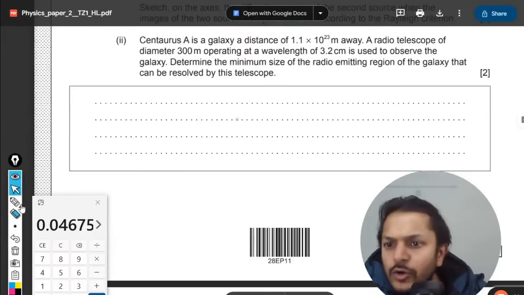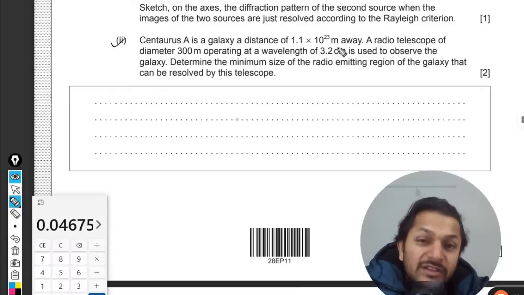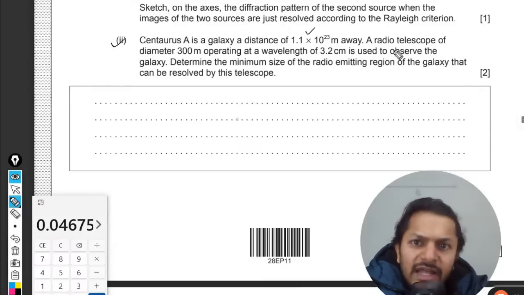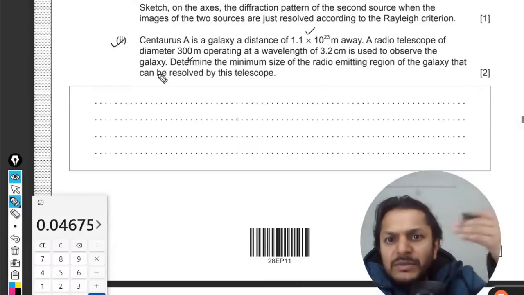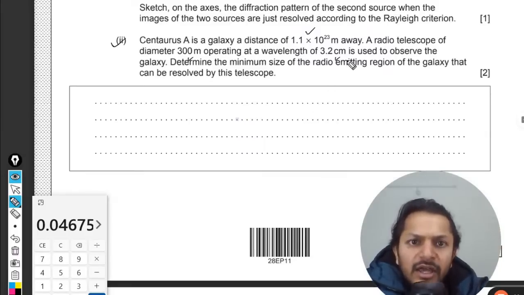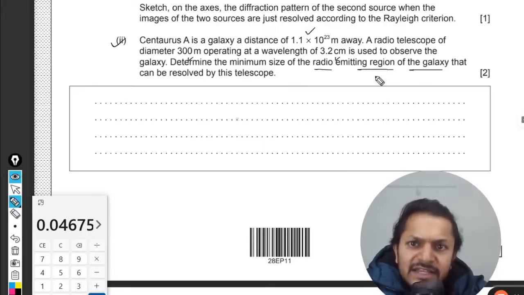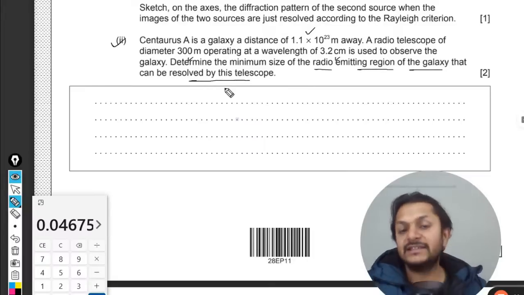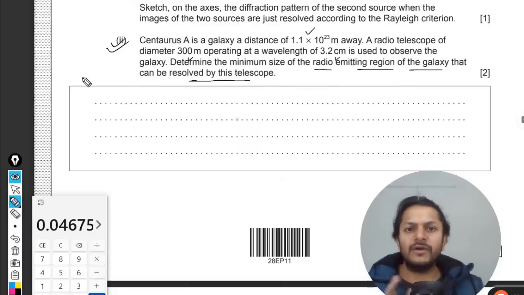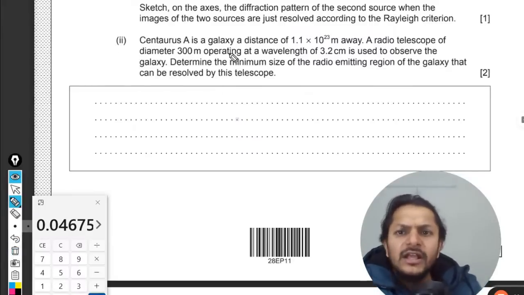Okay, so Centaurus A is a galaxy at a distance of about 1.1 × 10^23 meters away. A radio telescope of diameter 300 meters operating at a wavelength of 3.2 centimeters is used to observe the galaxy. Determine the minimum size of the radio emitting region of the galaxy that can be resolved by this telescope. Now this question, when you read the statement, looks very complex, but it's not that complex. Let me explain this.